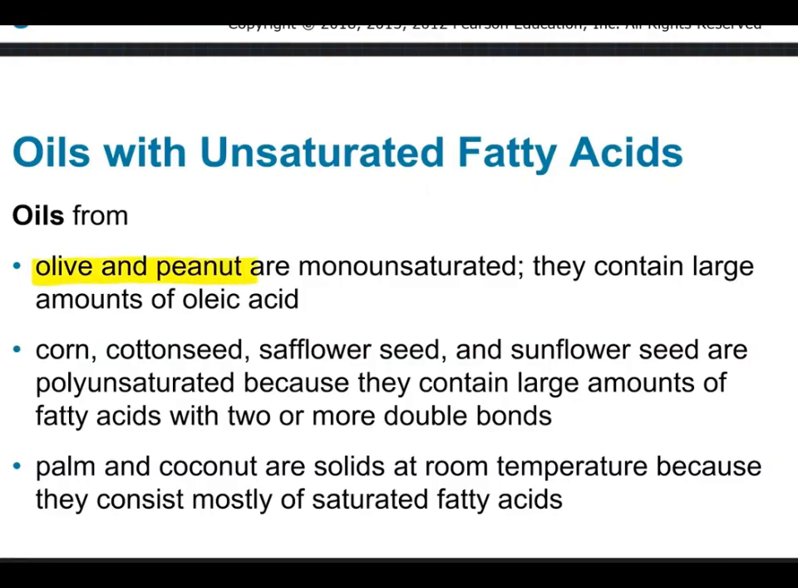Different oils contain different proportions of mono versus polyunsaturated fatty acids. Olive and peanut oil are mostly monounsaturated. And here's the thing: palm and coconut oil are solids at room temperature. They are mostly saturated fatty acids.